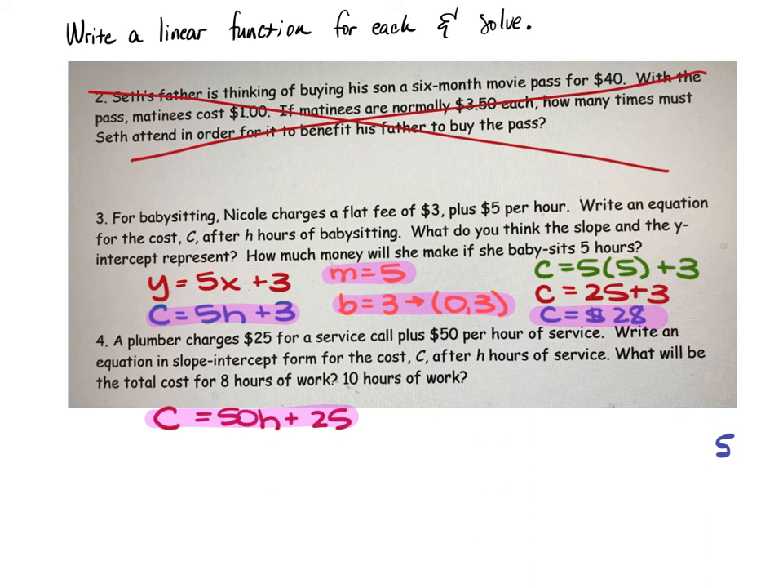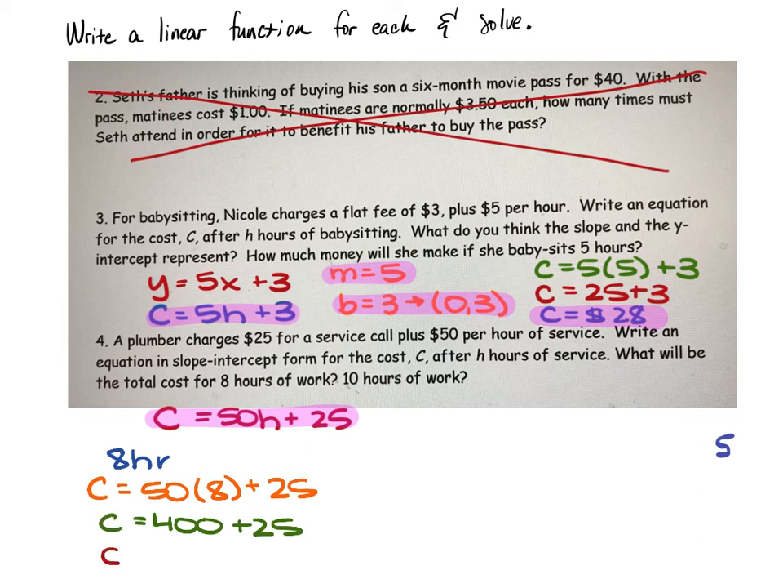And it then asks us what will be the total cost after 8 hours of work and then after 10 hours of work. So if we plug in 8 hours, we're going to have C is equal to 50 times 8 plus 25. That 50 times 8 is 400 plus 25 gives us a total cost of $425.